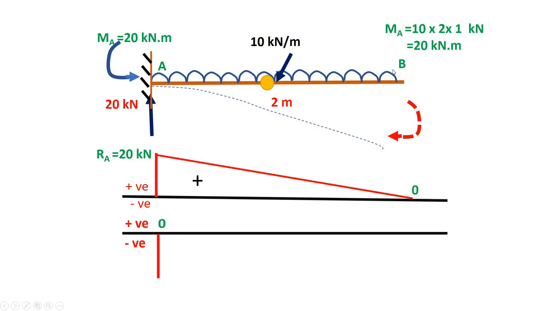So negative. Again, this is covered by UDL, so you have to represent it by a cubic curve, and the value of the bending moment is negative, right?